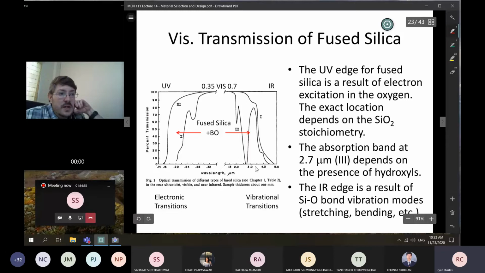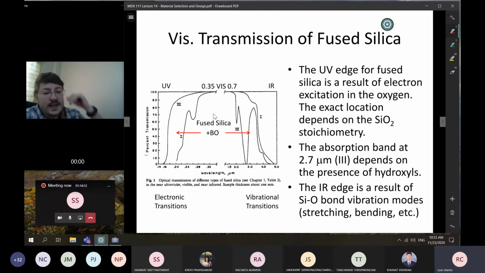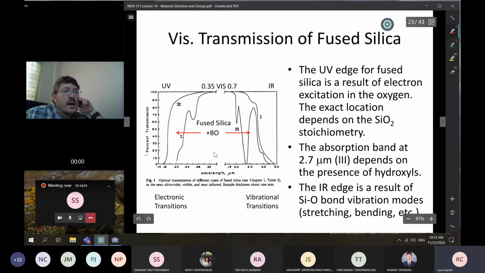So we look at the transmission curve for fused silica. So here's percent transmission, 0 to 100, as a function of wavelength or frequency. Fused silica is just silica glass. So take a bunch of sand and melt it into glass, and you'd have something like fused silica. And you'd see in the visible region, there's very high transmission, right? And then we see that it decreases as you go towards ultraviolet and infrared, right?